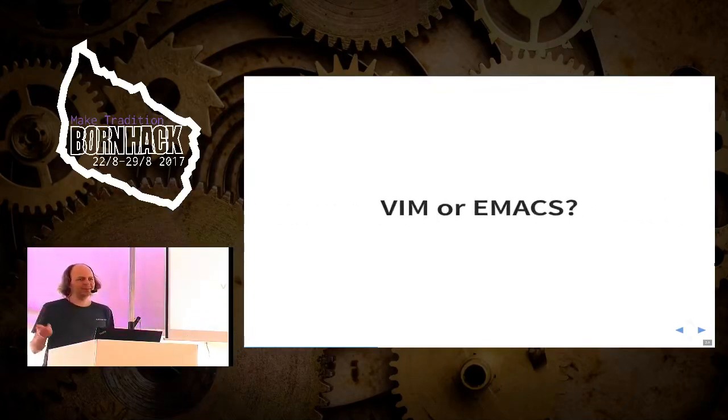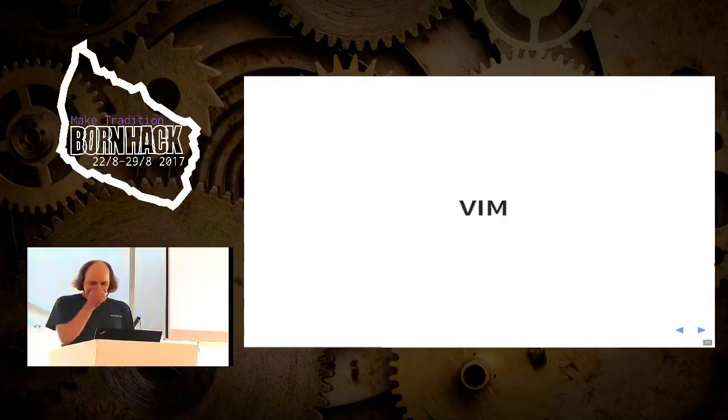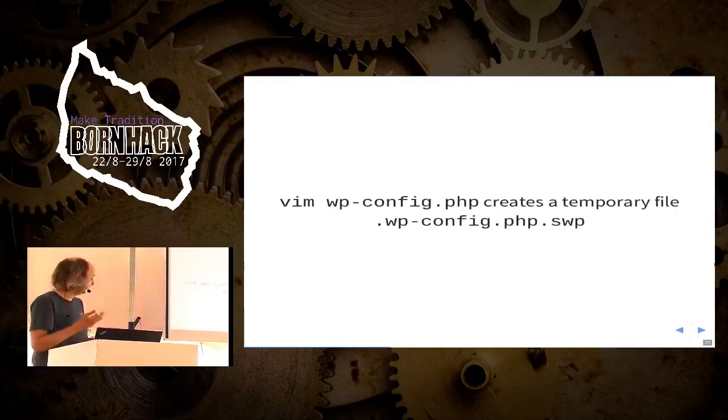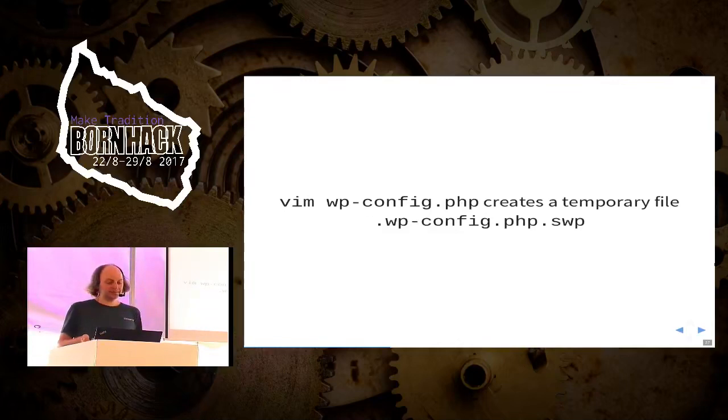Vim or Emacs? I know it's a very controversial topic. Probably each of you has a very distinct opinion about it. So let's talk about Vim. If you open a file with Vim, then it creates a .filename.swp. It's a swap file and it contains the complete content of the file you're currently editing. And of course, if you run Vim on your WordPress configuration file, wp-config.php, then it creates a file .wp-config.php.swp.